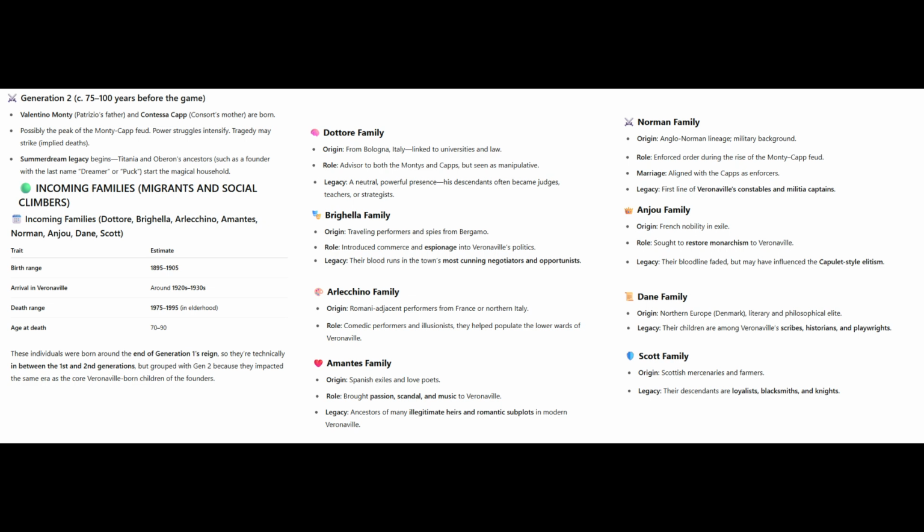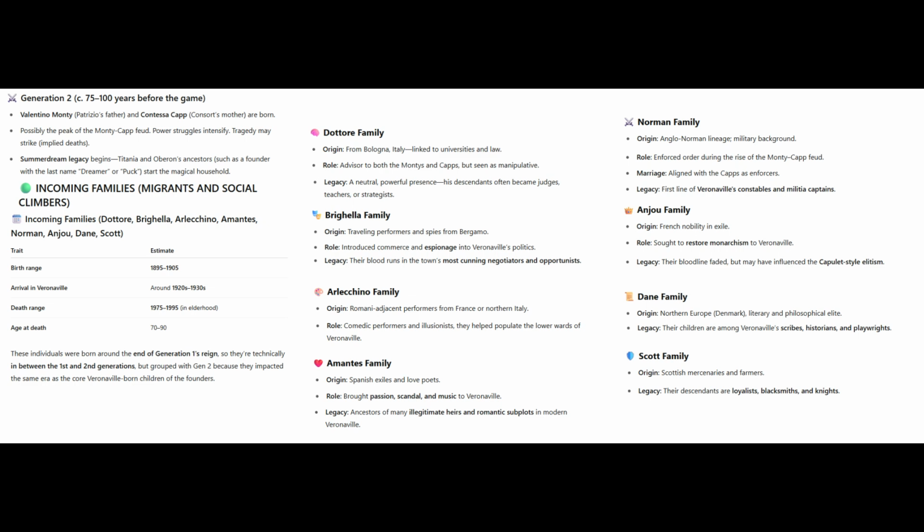So unlike the core lineage of this generation, these people are not born here. That's one of them. And the second is that they all live until elderhood. So either they are the same age as the core, which I doubt, but they live until elderhood, meaning that they interact with their grandchildren, i.e. Hero and Olivia Monty and Cornwall and Albany Cap.